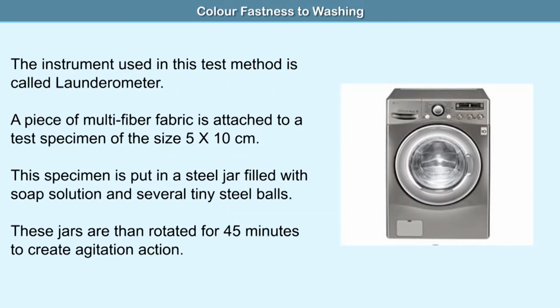Color fastness to washing. The instrument used in this test method is called a launderometer. A piece of multi-fiber fabric is attached to a test specimen of the size 5 by 10 cm. This specimen is then put in a steel jar filled with soap solution and several tiny steel balls. These jars are then rotated for 45 minutes to create agitation action.